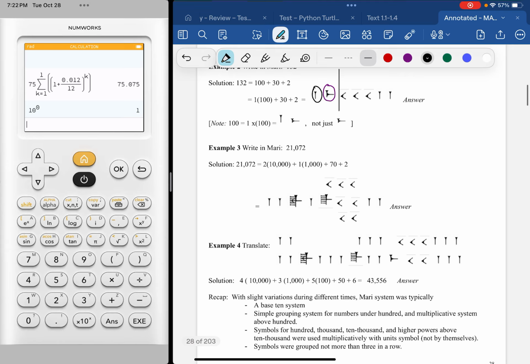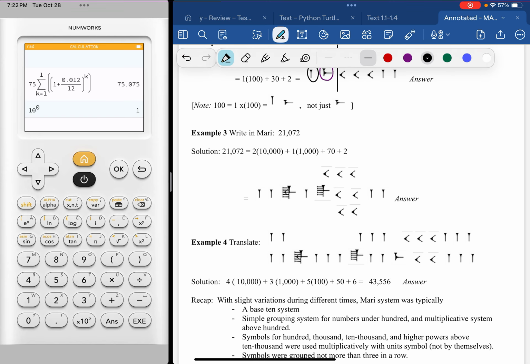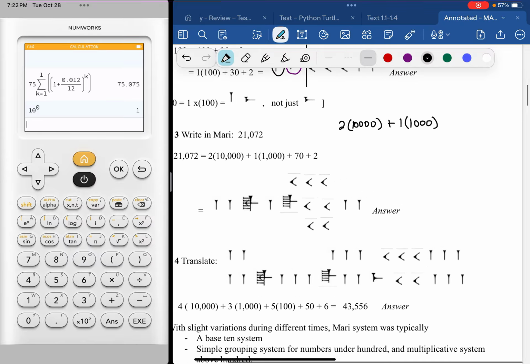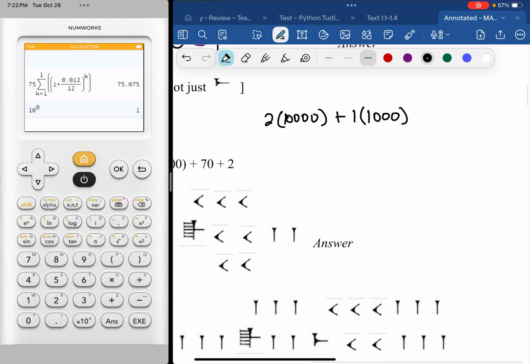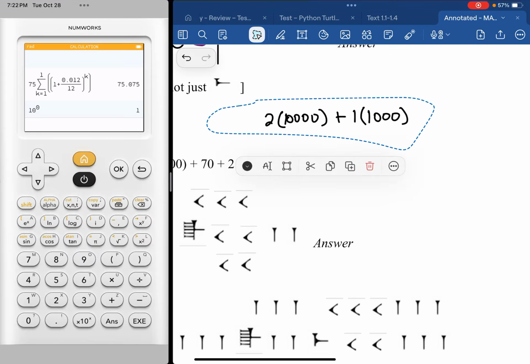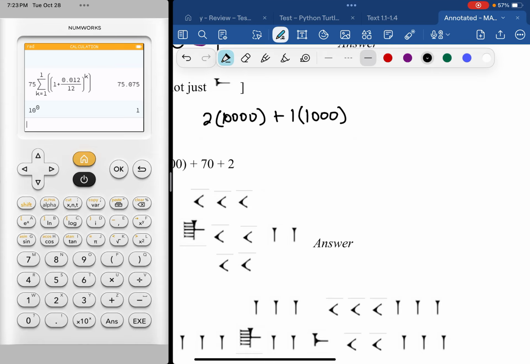All right. So the 21,000. So again, that's two 10,000s, the one 1,000. Then we would have the 70 and the 2, but really, again, just for that base 10 aspect to it, I have 0 hundreds, 7 tens, and 2 ones.